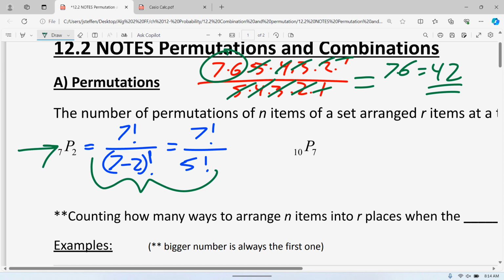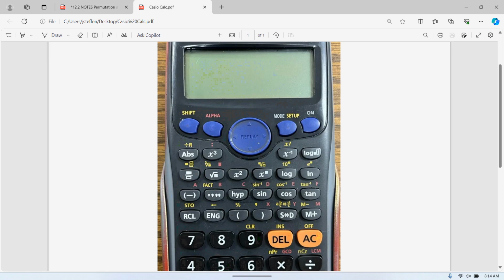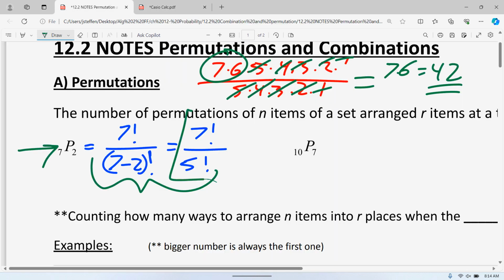7 permutation 2. In your calculator, if you're using one of mine, the factorial button is right up here. It's right below your mode or your setup button. So you have to hit shift, and then hit that to get factorial. So you could literally type in your calculator, 7 factorial over 5 factorial, and enter. It should give you 42.